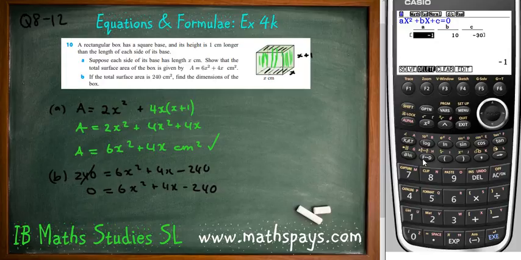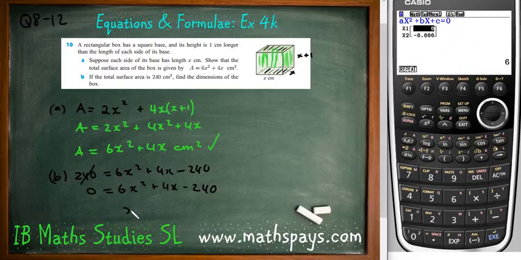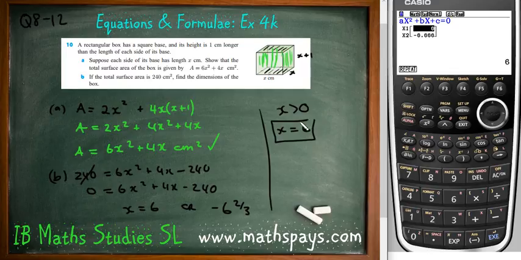Make sure I'm in second degree. So we've got positive 6, we've got positive 4, we've got negative 240. I'm going to press solve, and we get x equals 6, or negative 6 2/3, or 0.6 repeating. Now, we do know, I'm going to go back up here, that x must be greater than 0. You can't have a negative answer for a length, therefore x is equal to 6. You must state that. If you don't, you'll get marked down.